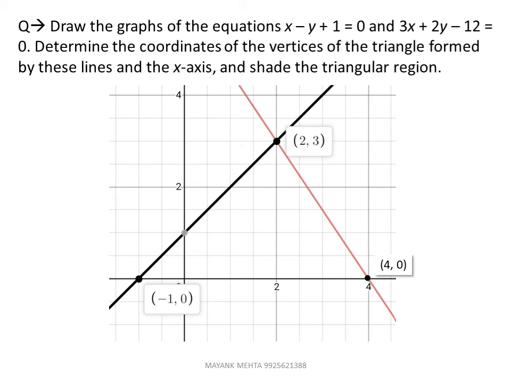अभी determine the vertices of a triangle formed. अभी देखो जो ट्राइंगल फॉर्म हो रहा है by these two lines and x-axis, तो दोनों लाइन और x-axis मिलके जो ट्राइंगल बना रहा है उसके वर्टाइसिस भी मैंने हाईलाइट किए हैं. एक वर्टेक्स है (2, 3), दूसरा है (-1, 0) और तीसरा है (4, 0). और उसमें बोला है the shaded triangular region.